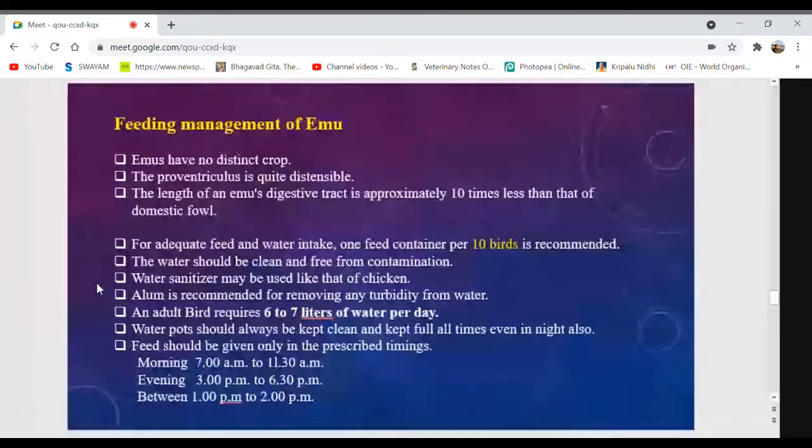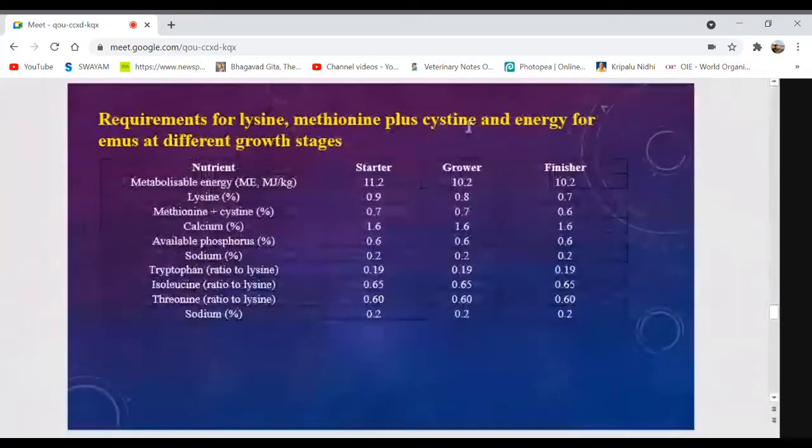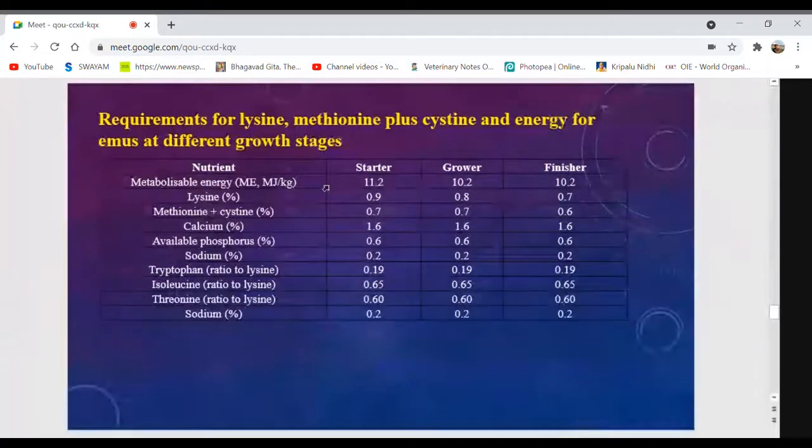Requirement for lysine, methionine, these things you just keep as reference, no need to remember. But here, this energy requirement is there. Although I am showing you CDPO, they have already recommended, but this is also another recommendation: starter, grower, finisher.